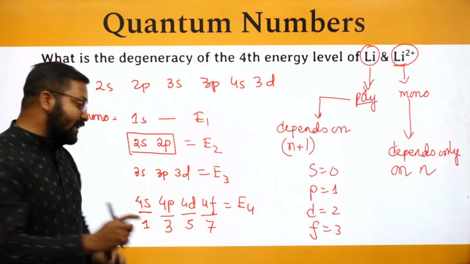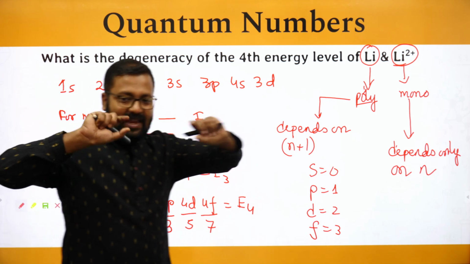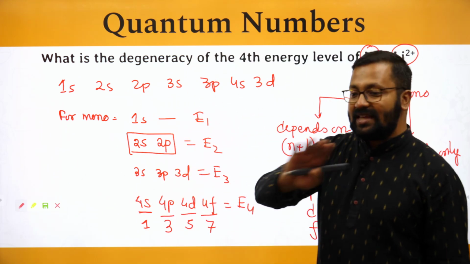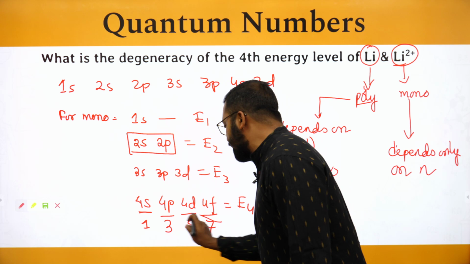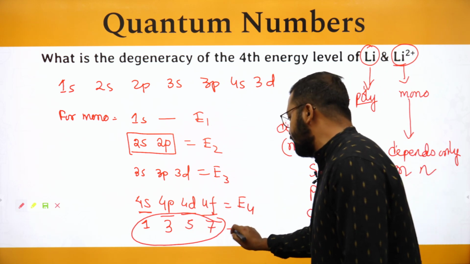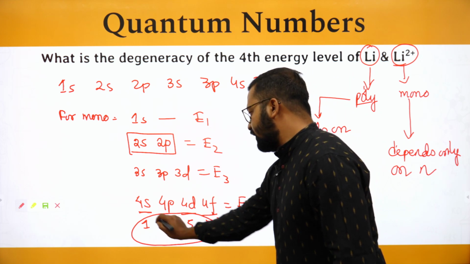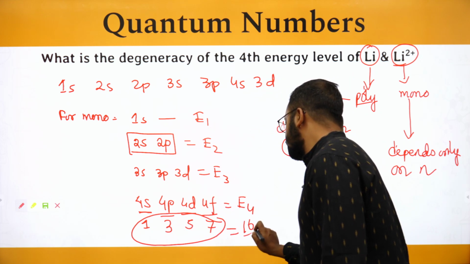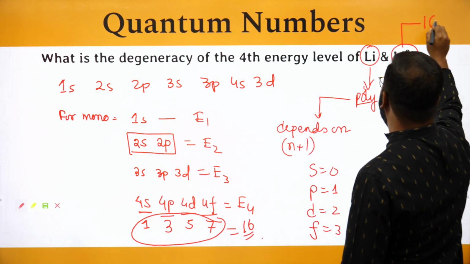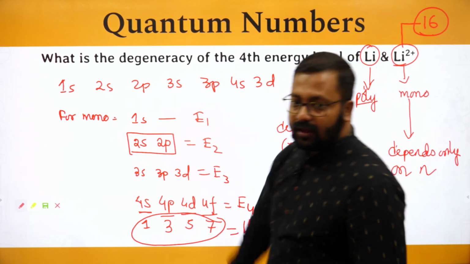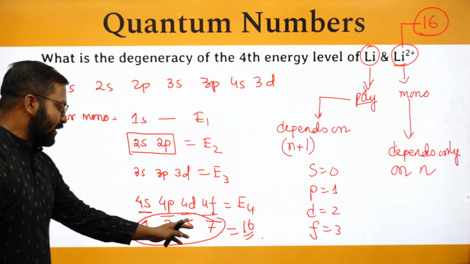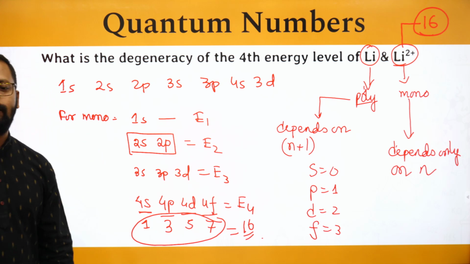All these orbitals are present on the same energy level. So how many orbitals are present altogether on the fourth energy level? 12, 15, 16. So the degeneracy of the fourth energy level is 16. It is 7 plus 5 plus 3 plus 1.